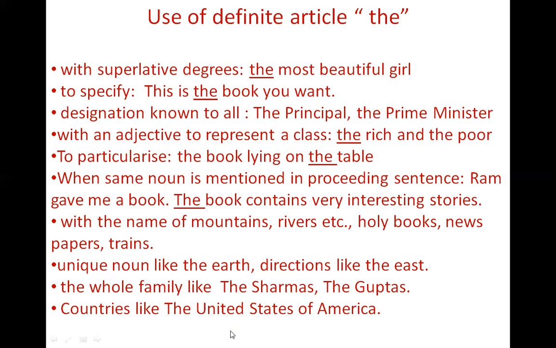Countries like the United States of America. When it is a singular title for the country, for example, India, I belong to India, not the India. But when it is a unit, this United States of America, United States of Russia, they are the unit form of some particular states. That's why they are called the United States. There we will use the.